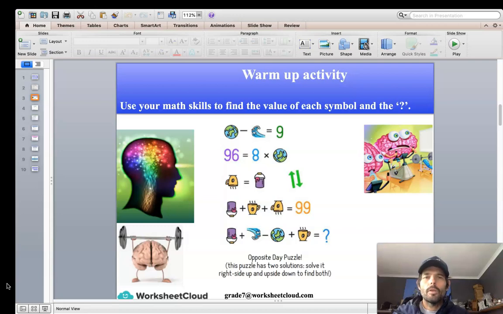Today I've given you a tricky one. It's called an upside down or opposite day puzzle. So you can complete it the way it looks now, and then you can actually turn your screen or rotate the picture and work it out as if it was upside down. Okay, you need to work out both ways, as I'm going to go through both ways on the Google Jamboard. So press pause, work through it slowly. It might be confusing, but I encourage you to struggle through it and try get to the end in the best way possible. Right, good luck, off you go.